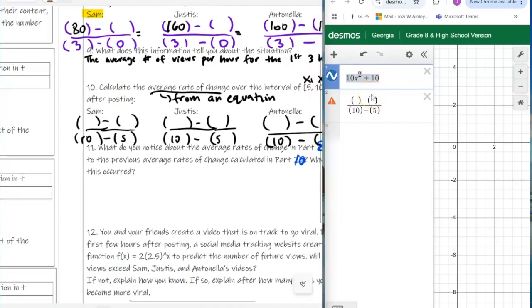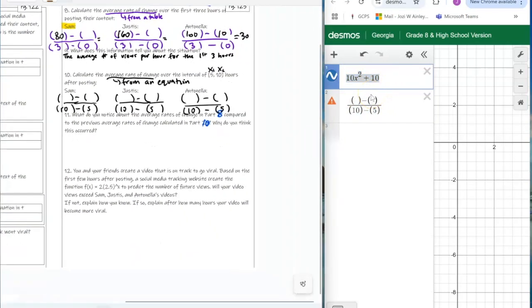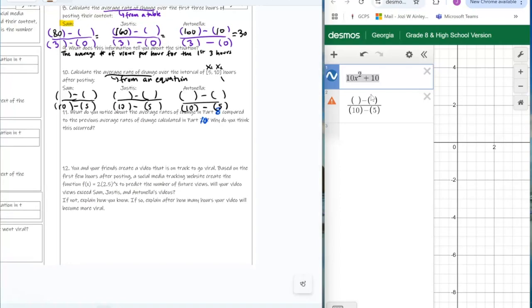Matter of fact, let's go ahead and write that down. All right, so let's just say right here, type equation in Desmos, then click table. That way you know where to go. So now it's a table and it becomes the same as the other one.